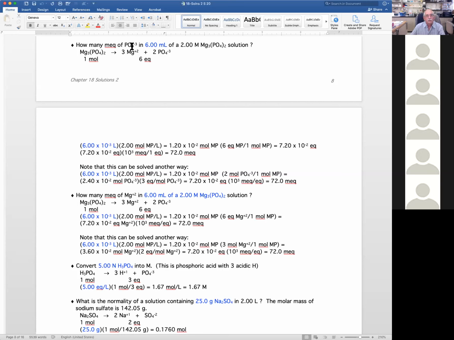So how many milliequivalents of phosphate in 6 milliliters of a 2 moles per liter solution of magnesium phosphate? Well, I know I need this conversion factor. So I got 6 milliliters. Here's the moles. So then I turn moles into equivalents. Then what else did they want? Oh, milliequivalents. There's 1,000 milliequivalents is equal to 1 equivalent. It's like 1,000 milliliters in a liter, right? And yes, you can do these different ways.